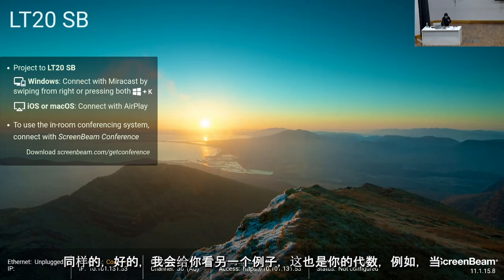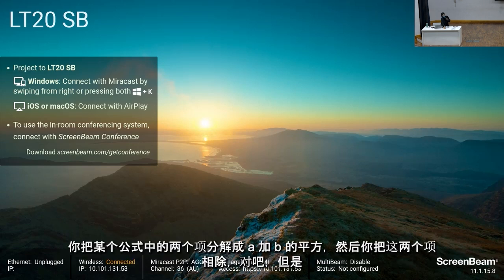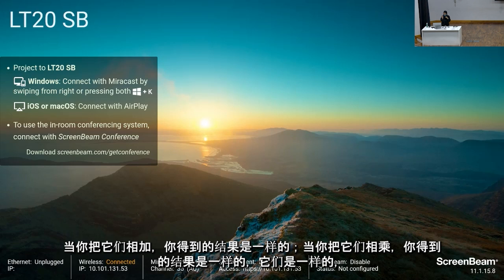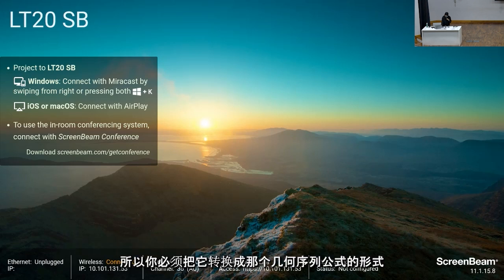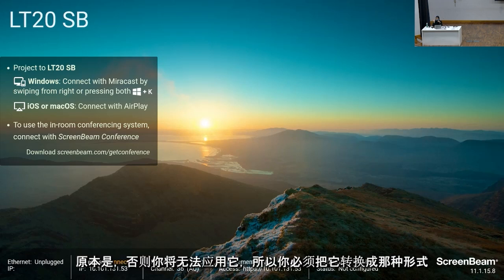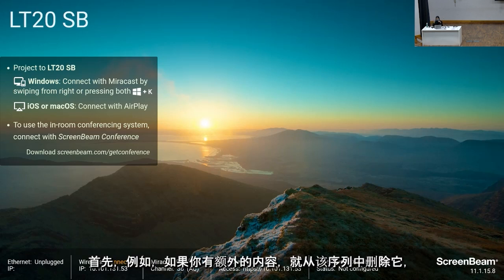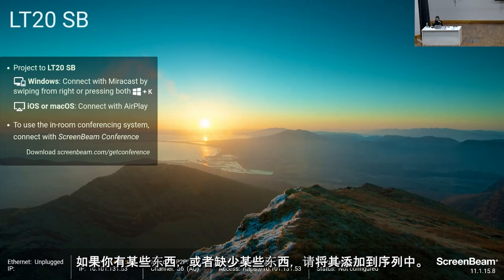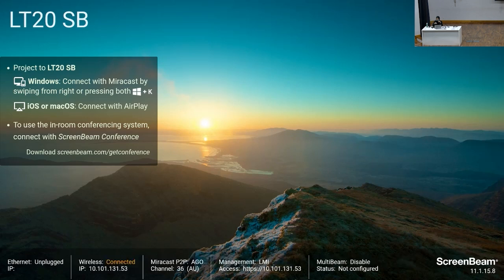I will show you another example. This is in your algebra also. For example, when you break down two terms in some formula, like a plus b squared, there you divide the terms, right? But when you add them, you get the same. When you multiply, you get the same. It's the same thing. So yes, you have to convert it into the form for which that geometric sequence formula originally is. Otherwise, you will not be able to apply it. So you have to convert it into that form first. For example, if you have something additional, remove it from that sequence. If something is missing, add that to the sequence. Okay.